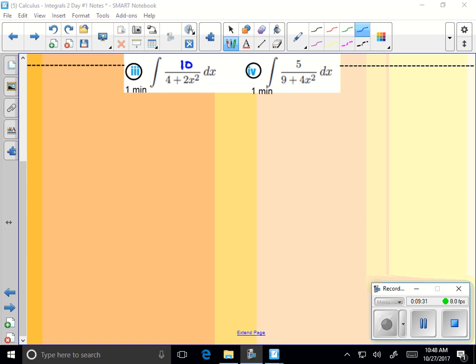Are you thinking arc sine, arc cosine, or arc tan? On letter 3, number 3, 3i. Yeah, I'm thinking tan, right? I see 4 plus x squared. I don't see a square root. It's positive. So I'm going to first take out the 10 and make it look a little bit more like it should.